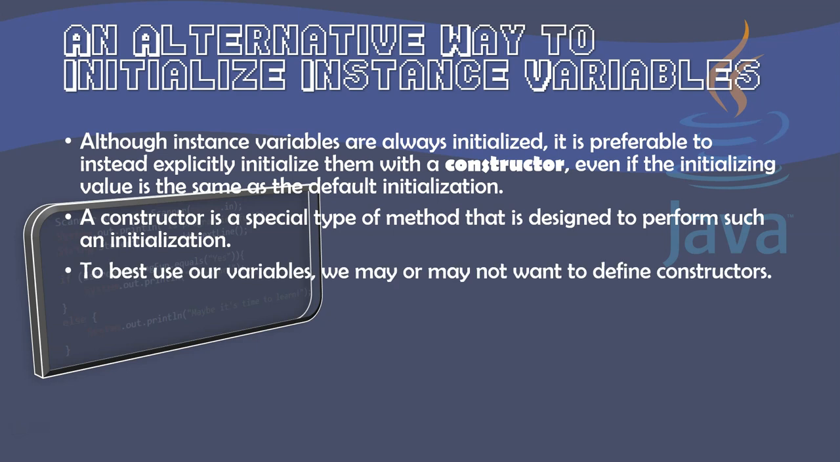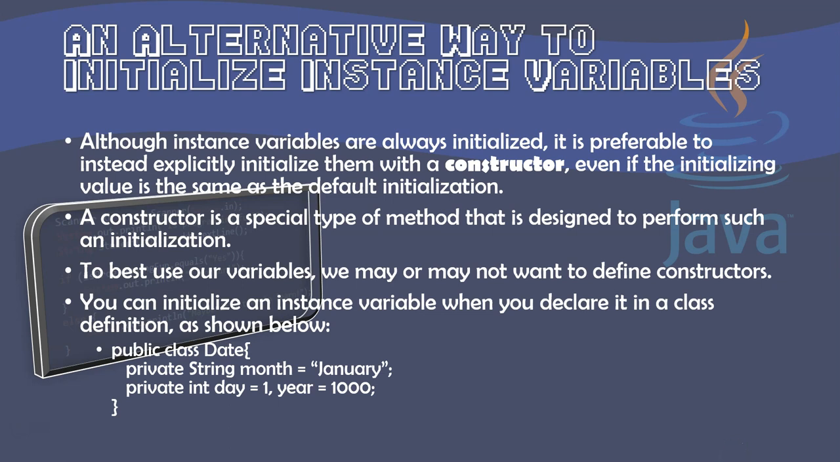So to best use our variables, we may or may not want to define constructors, and very often we will find ourselves wanting to define them because of certain reasons. If we want to initialize an instance variable when we declare it in a class, we can look at this example for a Date class. You can see we say public class Date, private String month equals January, private int day equals 1, year equals 1000. You'll notice that there is no return type in here. For example, there's no void, there's no String, there's no anything like that. Instead, it just says public class Date.